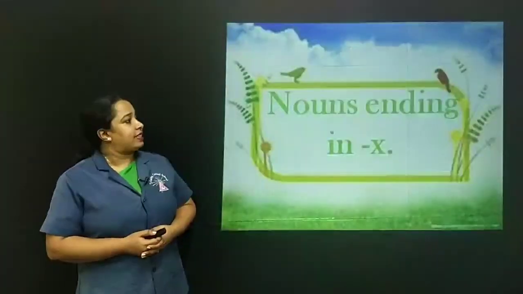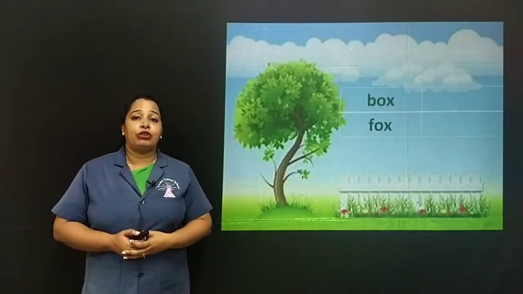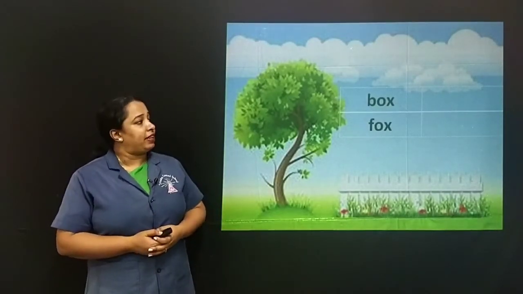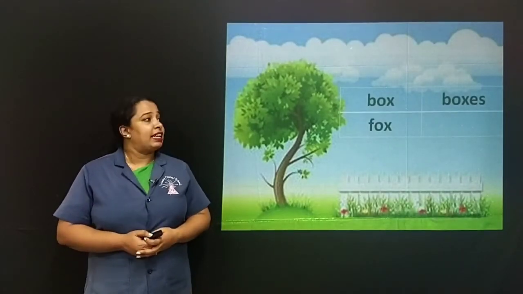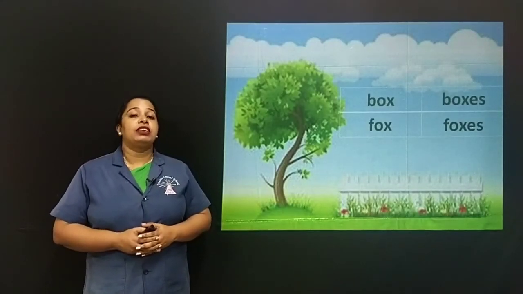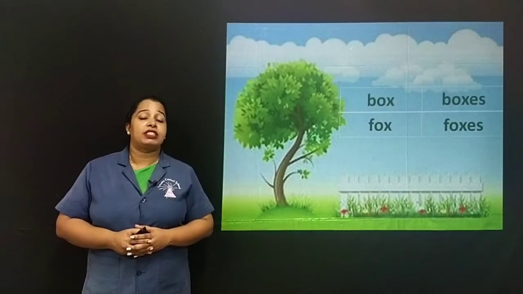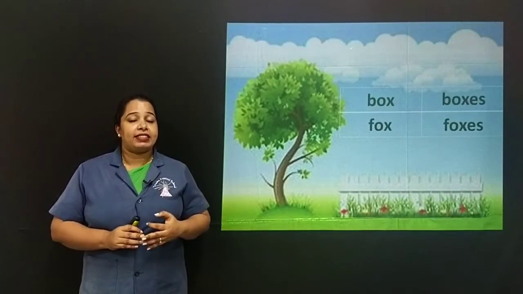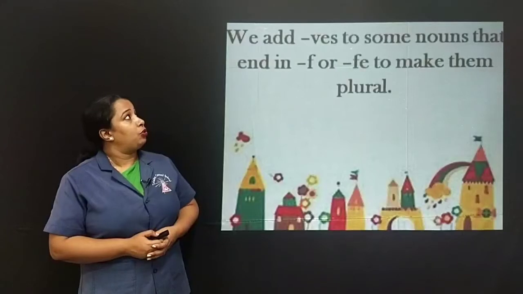Next, nouns ending in X, which means the last letters of the singular nouns will be X. Box, fox. Same rule we apply here. After box, B-O-X, box, we add ES there. It becomes boxes. Fox becomes foxes. So we learnt about making singular nouns plural by adding ES. They are some singular nouns which are ending with maybe O, S, SS, CH, SH and X. Let's learn some more rules.